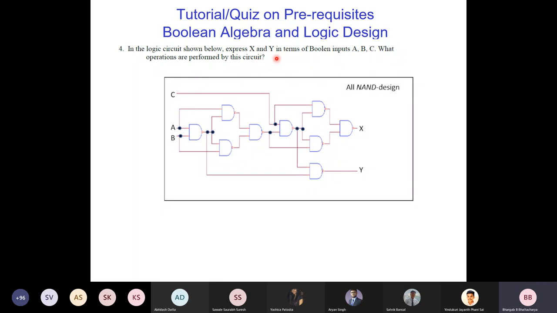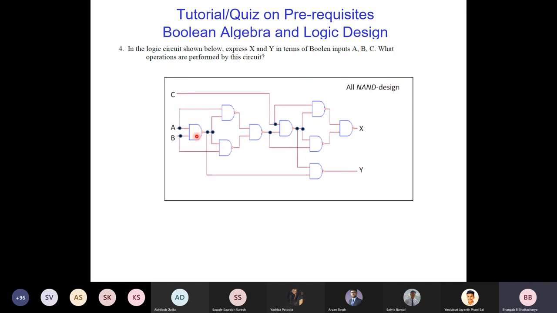So the question is, express X and Y in terms of Boolean inputs A and B. Of course, you can keep on computing what the values are here, etc., or you may construct a truth table. You have only three inputs, so that won't be too difficult. You may either construct a truth table or scan through the circuit and evaluate the subfunctions. But I have a few questions before you.